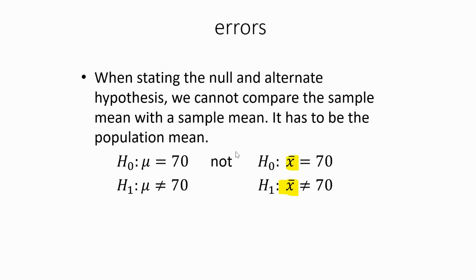This is the biggest error, and this gives you no marks. When stating the null and alternate hypothesis, you cannot compare a sample mean with a sample mean. If you say X bar and X bar, you get nothing. That is completely and totally wrong. It has to be Greek letter, Greek letter.